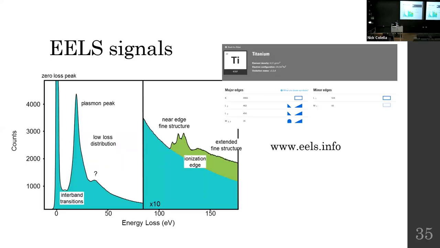We've got a nice website, eels.info, which gives you what the edges are for each material and what the shape of the edge looks like. So that's quite a handy reference. It also has reference spectra that you can download and play with and compare to your samples.